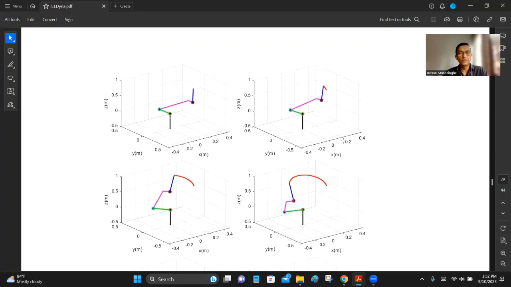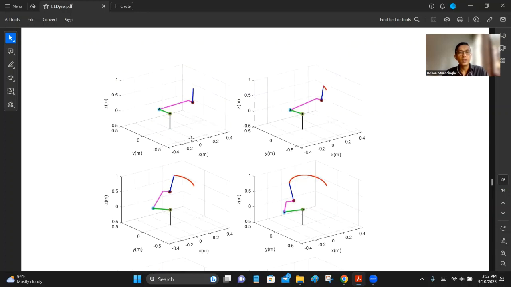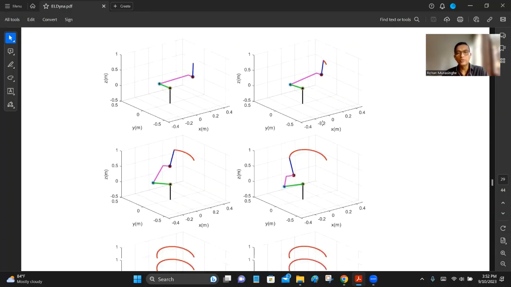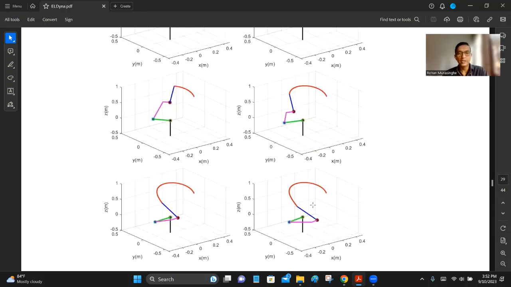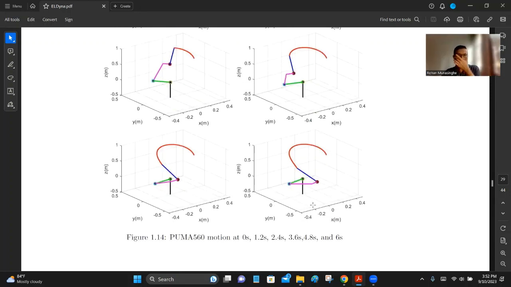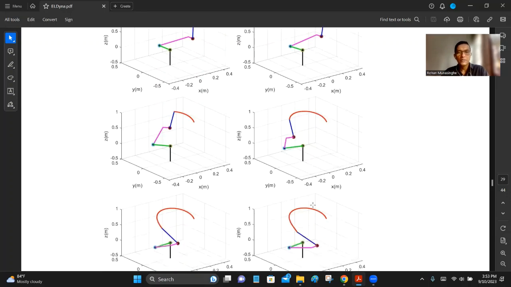And in the notes, I have posted the simulation at every, how many? Every 60 steps. Right, that's for 1.2 second timestamps. You can see it over here. This is the beginning, 1.2, 2.4, 3.6, 4.8, 6 seconds. All right. So you can see intermediate steps, how the manipulator moves. This is exactly what you saw in the simulation.